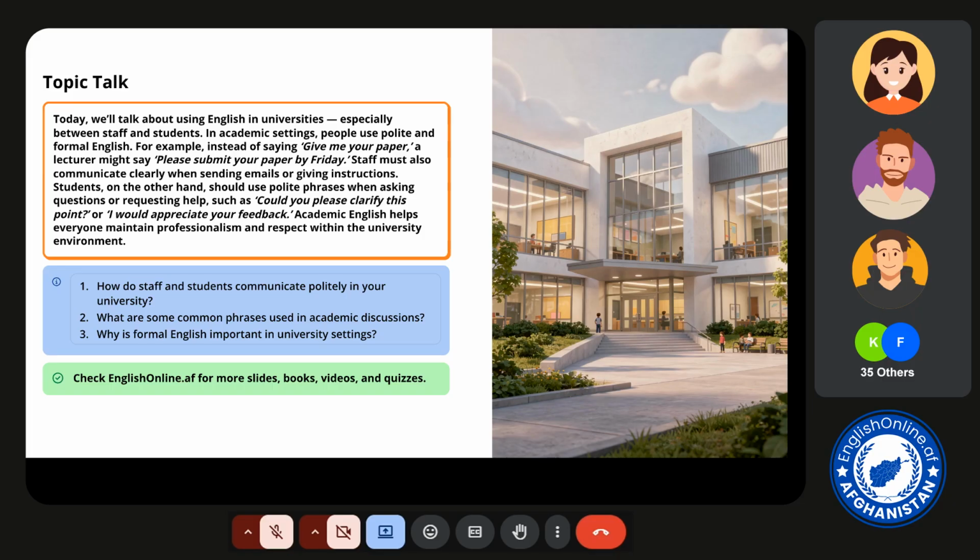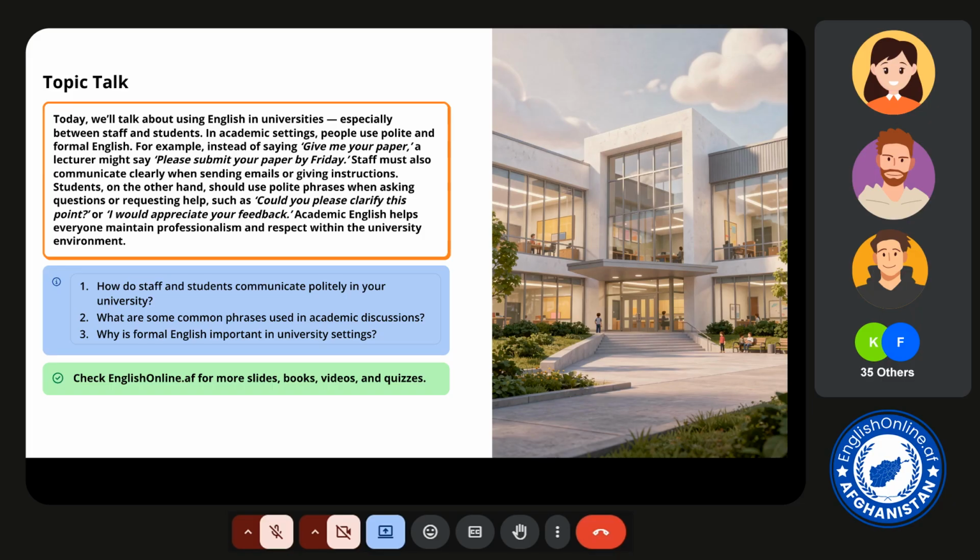Yes, teacher. Okay, I will answer the second question. What are some common phrases used in academic discussion? As I think, we have formal and informal English speaking. So in a university, we must speak formal English. I have some examples. When we greet, we must use "Dear Mr. Ahmad". When we use informal English, we can say in greeting, "Hi, Ahmad."